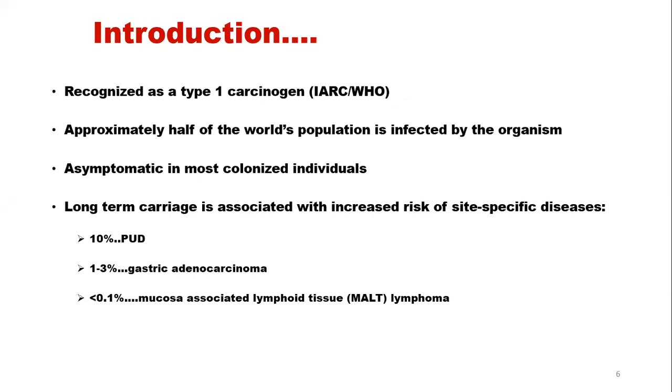For example, about 10% of people with long-term carriage eventually develop peptic ulcer disease. About 1 to 3% will develop gastric adenocarcinoma, and less than 0.1% end up developing mucosa-associated lymphoid tissue lymphoma.